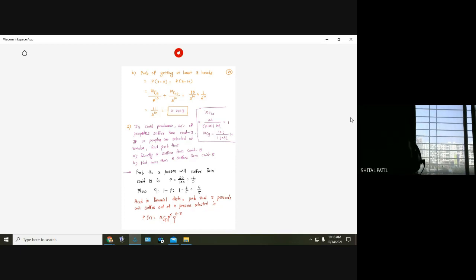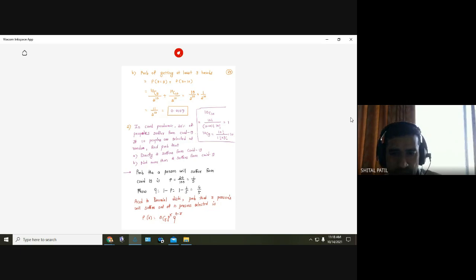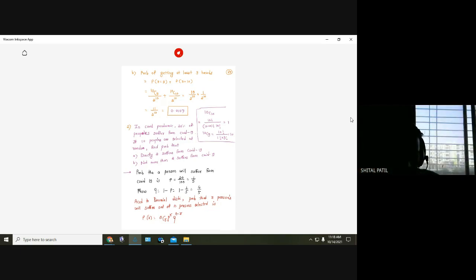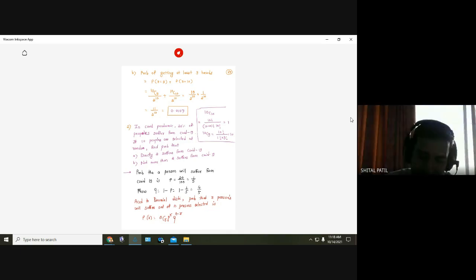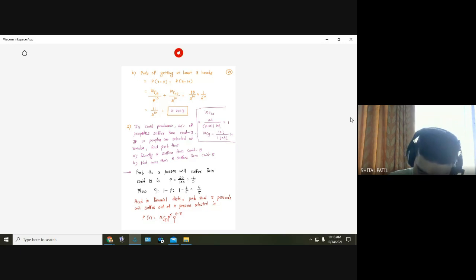Now what we are doing? So first we obtain probability for a single person, and it is 20%. That is P is 1 upon 5, Q is 4 by 5. Okay. Now we are writing the formula by the binomial distribution. So n is known to us. How many people are selected? 10 are selected.